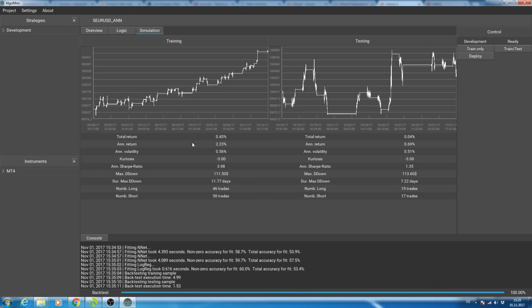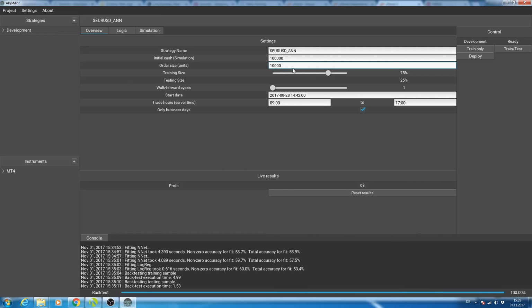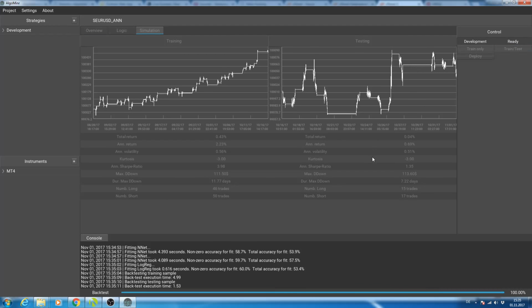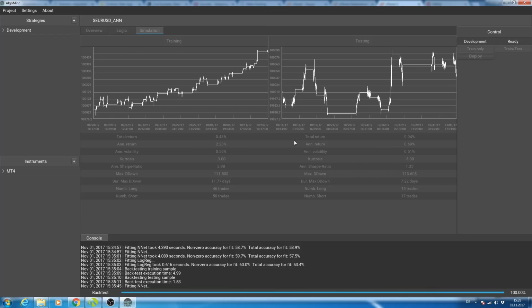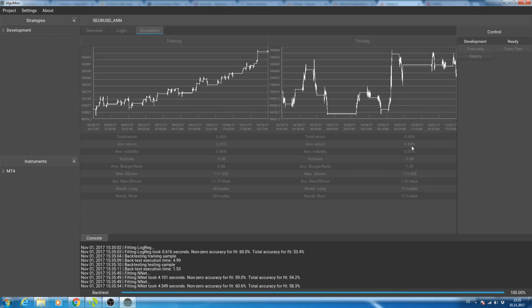And the total return, of course, is still very small. However, I'm only trading 10,000 units of Euro-US dollar, so I'm going to increase this and run the simulation again, and now you can see that we're probably going to have an annual return of 6%, which isn't too shabby for a start.